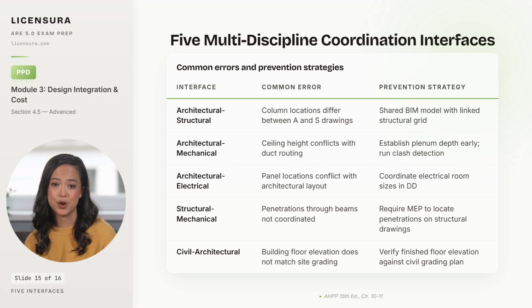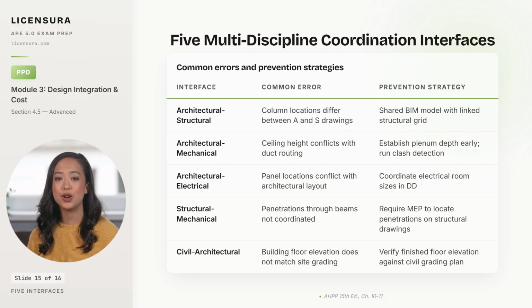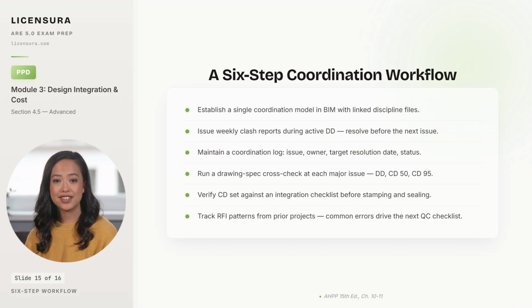A 6-step workflow runs the coordination process from DD through CD, and the steps are not optional. First, establish a single coordination model in BIM with linked discipline files. Each consultant works in their own file, and the architect links them into one model where conflicts become visible.